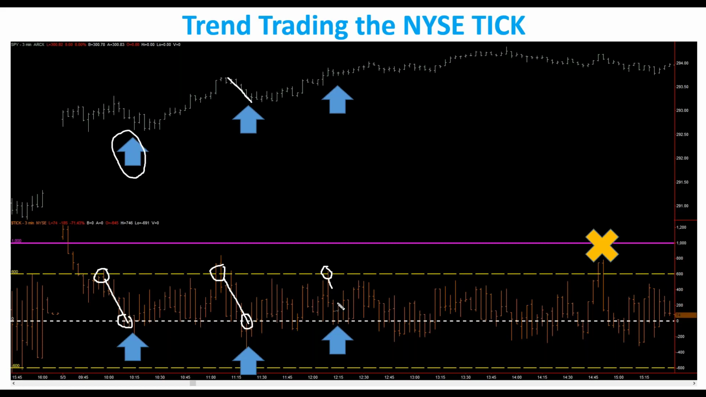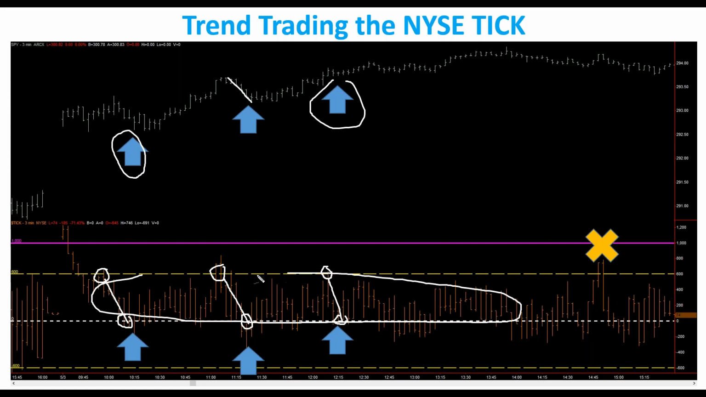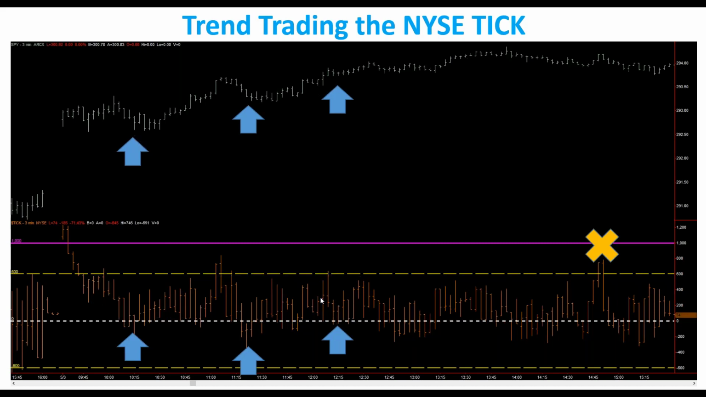We have plus 600, then it goes down to the zero line, and then we have another buying opportunity as well. And in general, with all of these bars that are in the, call it the positive territory on the NYSE tick, you can see that prices are actually going higher. So it actually does a pretty good job of predicting where prices are going and can be a useful tool when you trade. Now, the one downside of this is that you have to read it. It's kind of subjective.